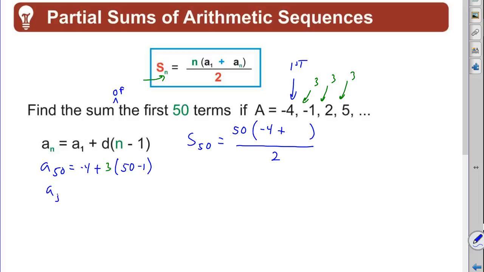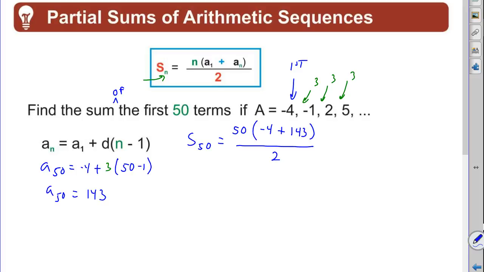We're doing the 50th term minus 1. Okay, so let's figure out the 50th term. 3 times 49 is what, 147? Minus 4 is 143, right? So 143 is the 50th term. Good, let's put it right here. That's where I needed the 50th term. And now I'll just finish this off.